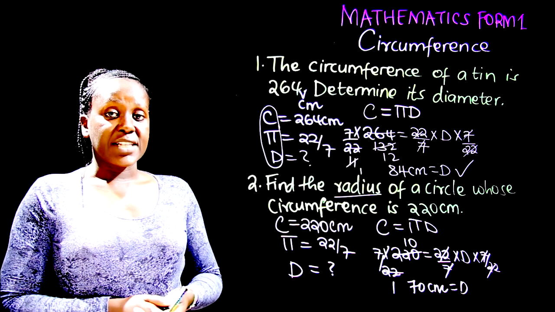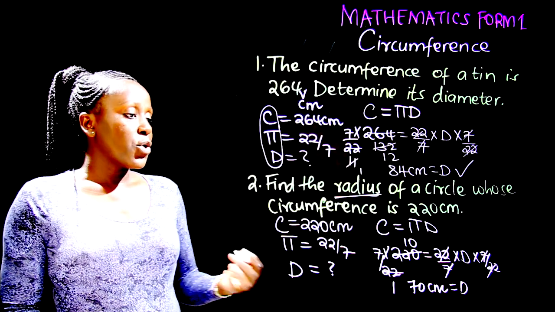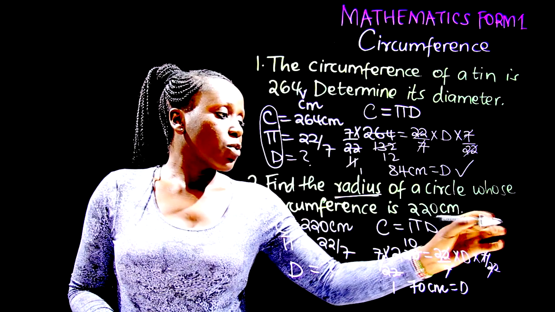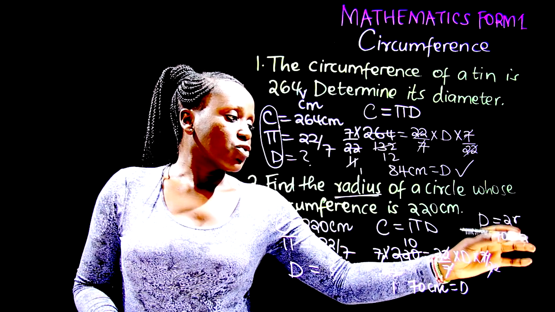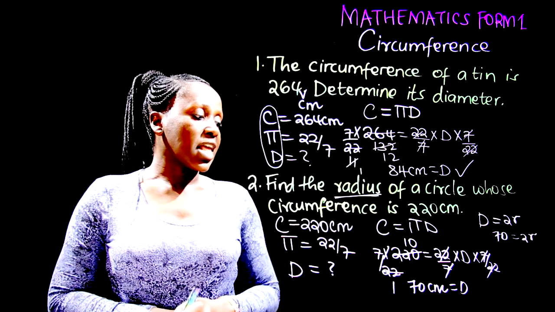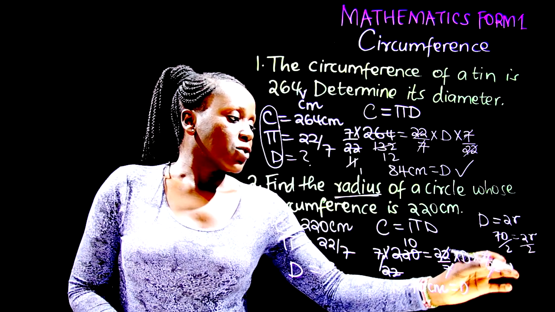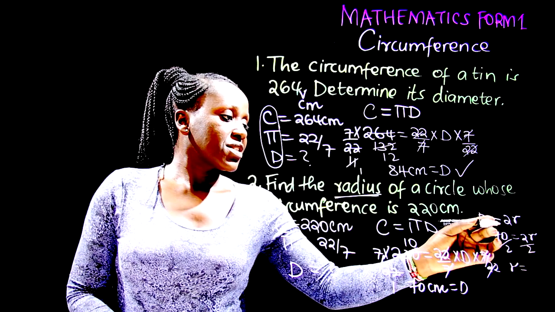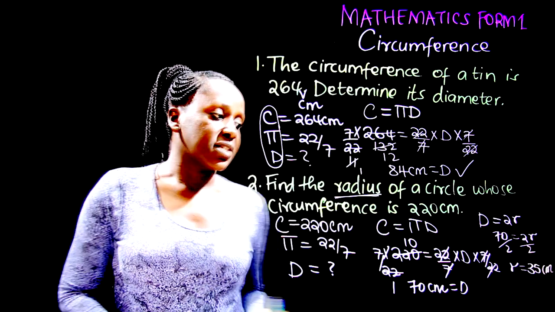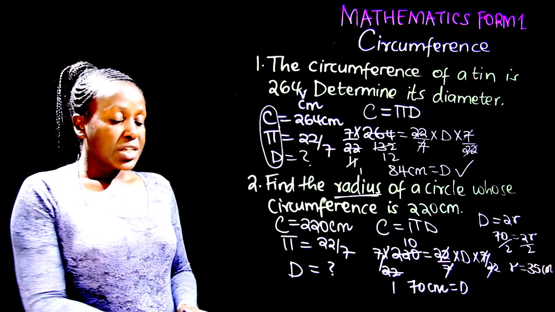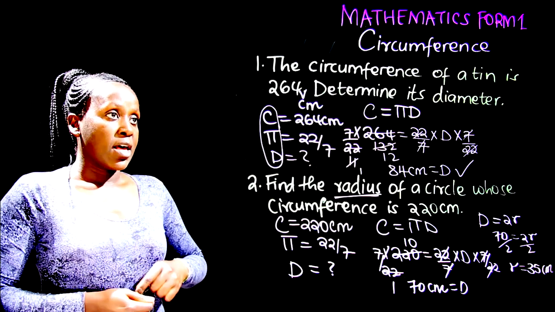But the question is not asking for the diameter, the question is asking for the radius. Now we know that the diameter is equal to 2r. So 70 is equal to 2r. We are interested in the r, so we divide by 2 here, we divide by 2 here. So our r will be equal to 70 divided by 2, which is 35 centimeters. And that is how you determine the radius and the diameter given the circumference.